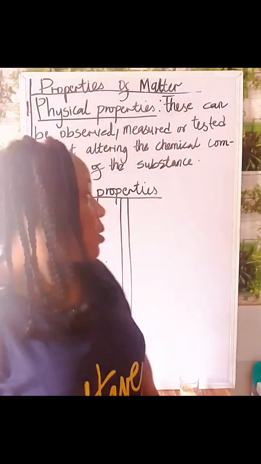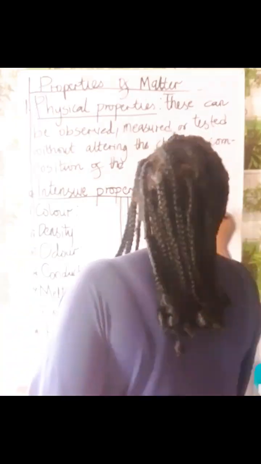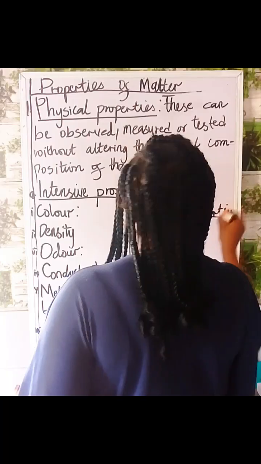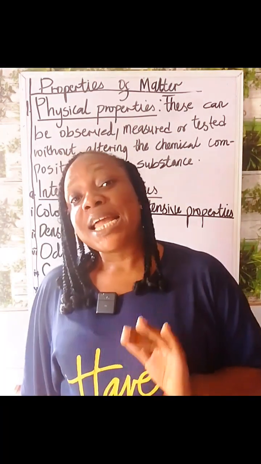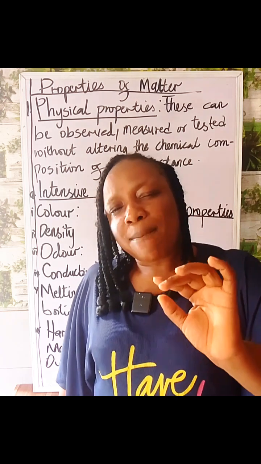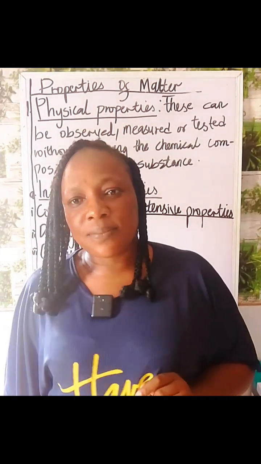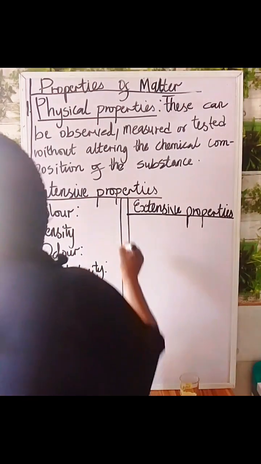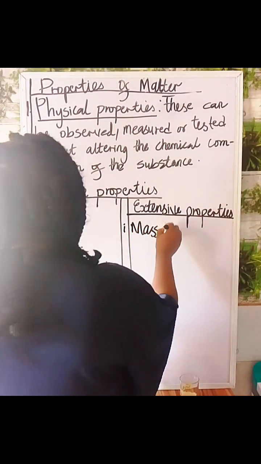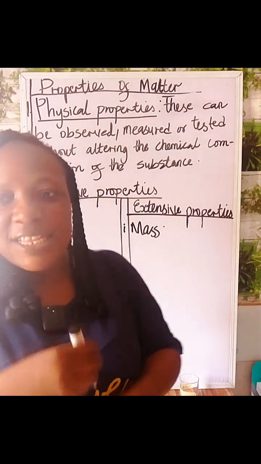Do you understand? Okay, now we come to another property of matter, which is called extensive property. Extensive property depends mainly on the amount of substance inside it, the amount of particles, the amount of matter inside it. Understand? And when we come to extensive, we now talk of mass. You know what mass is? The amount of matter inside a substance.